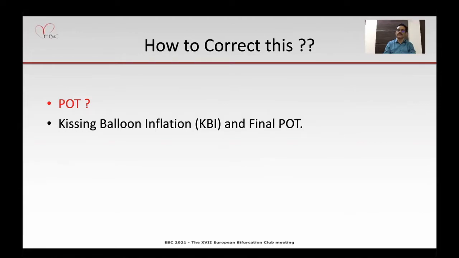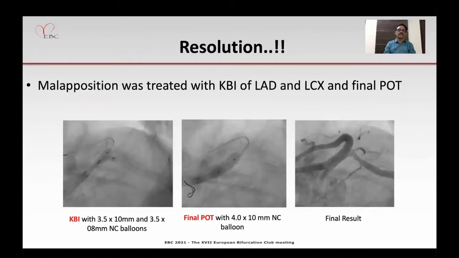The kissing balloon inflation will correct the malapposition in the proximal LAD, and the kissing balloons will be selected according to the diameters of LAD and LCX. So there is no shifting of any carina, and the carina will be kept in the center of the bifurcation by kissing. So the flow divider will be in the center, as well as the malapposition will be corrected by the kissing balloon. And the procedure will be completed by a final POT in the more proximal location in the left main. So that's what we have done.